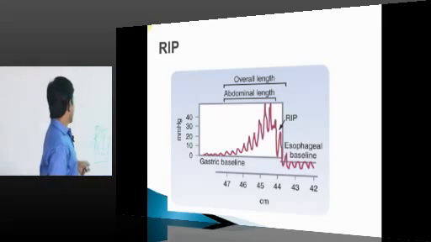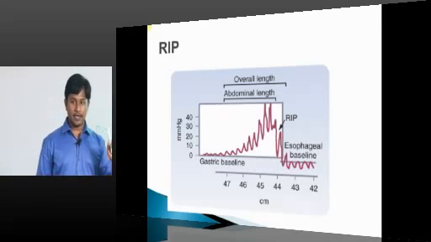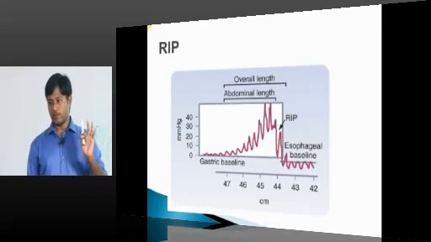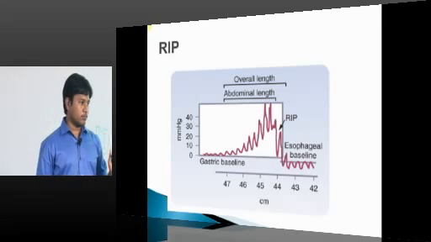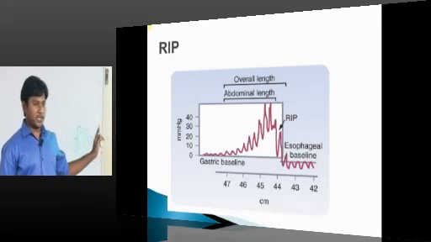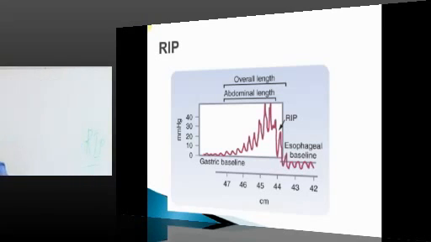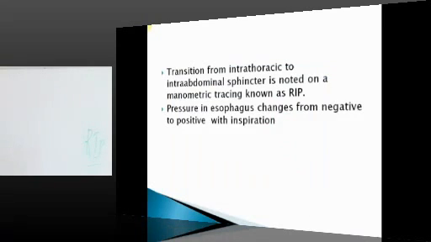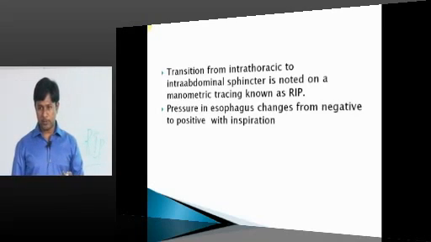Okay, right. Respiratory inversion point. Remember this point, again recently added. That is the way you have to know about this thing. Recently added, highly vulnerable for MCQ. Okay, respiratory inversion point. No difficulty in this. It is very simple. Actually, it is a transition from the intrathoracic to intra-abdominal sphincter.